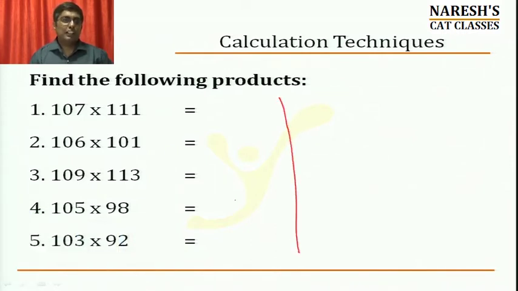Please understand, you can do questions like this fairly quickly whenever the numbers are very, very close to a common number. For example, 107 and 111. Both of them are very close to a number called 100. 106, 101 again close to 100.